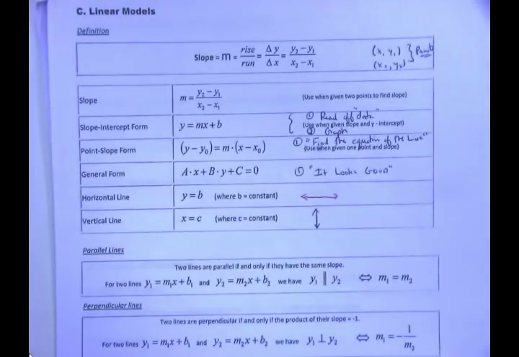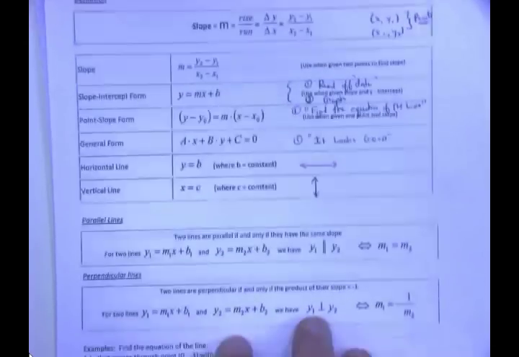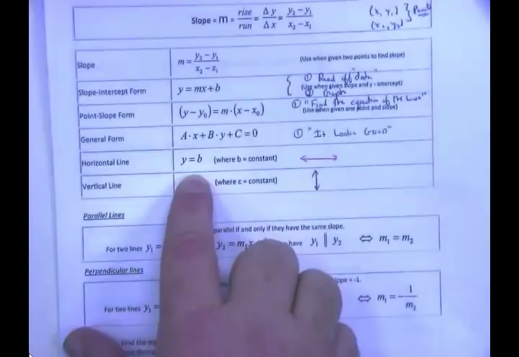It has one purpose. It looks good to shovel everything on one side and make all your variables together and set it equal to 0. But it doesn't really have a purpose. Okay? Obviously, vertical lines and horizontal lines are important, but they're kind of special cases.